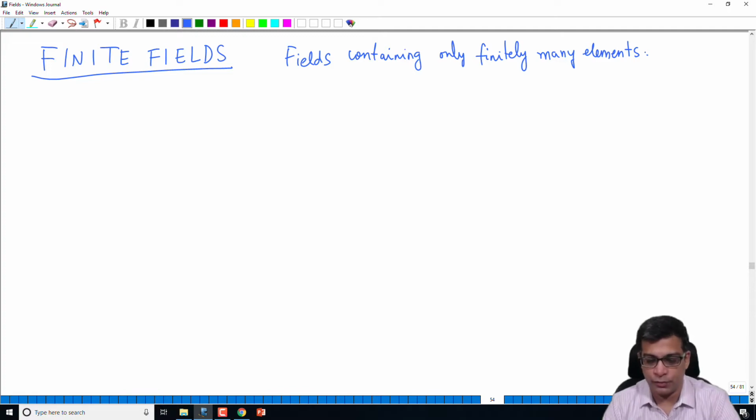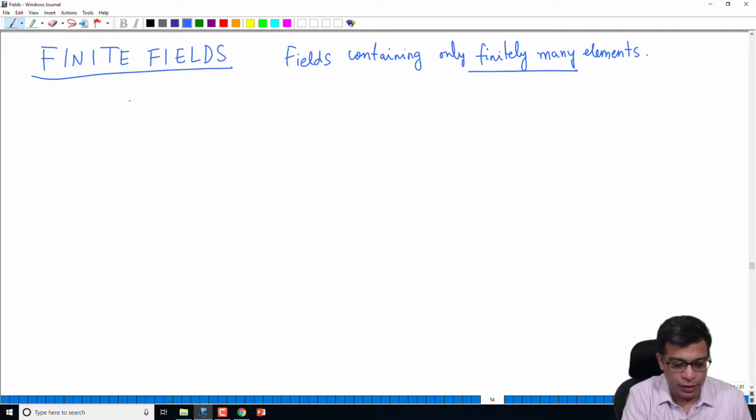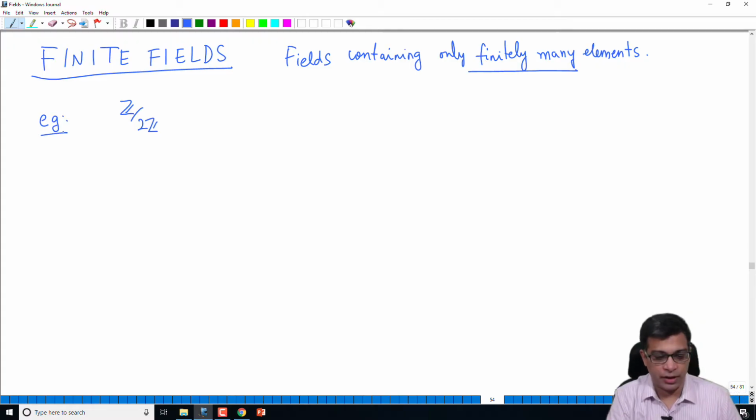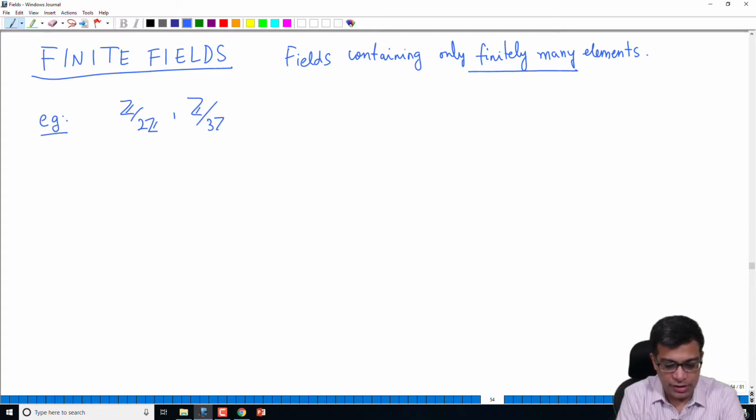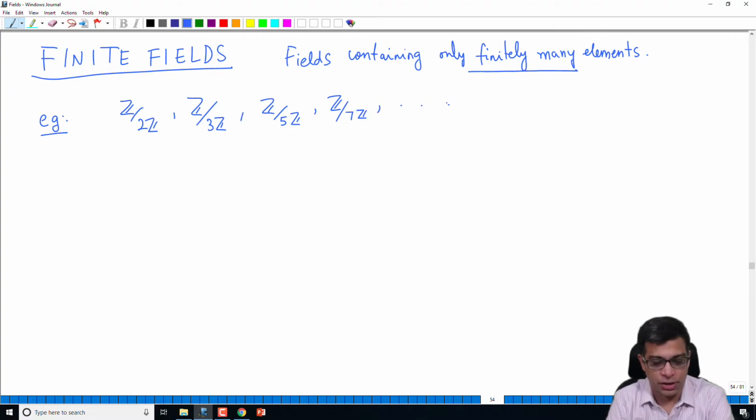So what are some examples of finite fields that we know? So for example, we know that Z mod 2Z is a finite field containing two elements, Z mod 3Z, Z mod 5Z, Z mod 7Z, and so on, right? So these are clearly fields because 2Z, 3Z, 5Z, 7Z are maximal ideals of the ring of integers. So when you quotient by them, you get a field. And as you observe, the order in each case here is a prime number.